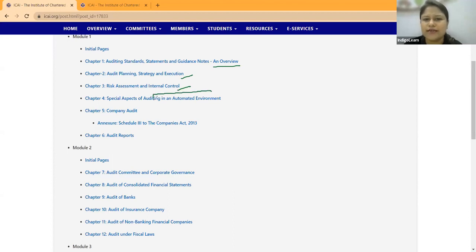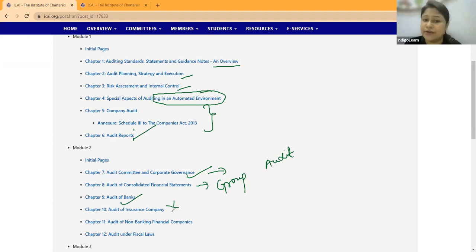Then audit in automated environment, this content still continues, but we now have a new technological term added to it, which we call digital audit. So the content still continues, but under a separate head altogether. Company audit, the discussion has been totally taken off, I believe, because it is covered as part of corporate law. It has been eliminated here. Audit report continues. It is the core of audit. The chapter on audit committee and corporate governance is not included in the new syllabus. Audit of CFS is still included, but now under a new head, which we call group audits. Then audit of banks continues.